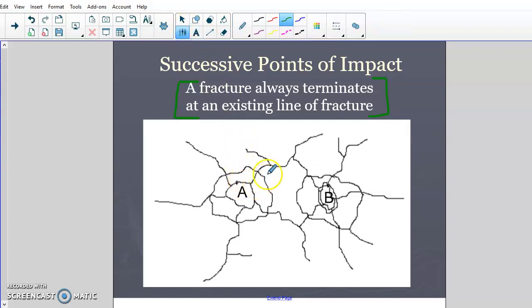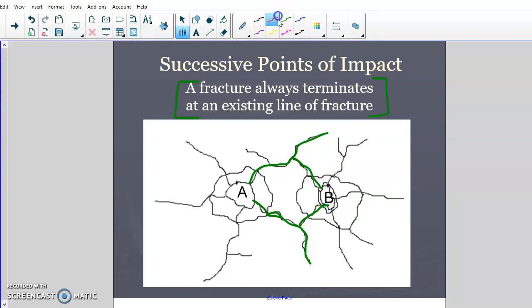Right here is a radial fracture that's going out. It goes, and then B happens, and its radial fracture goes, and it stops right there, which means A's was there before B was shot. So A was the first shot, B was the second shot. There's another one down here. You can see that this was a radial fracture from A and that it went out here, and you can see that B's radial fracture went and stopped.